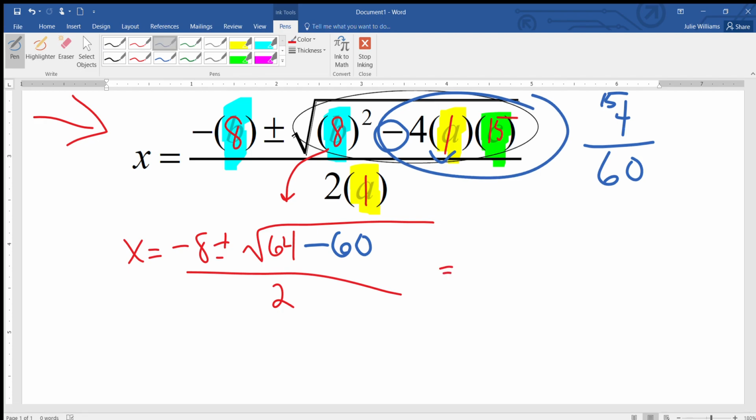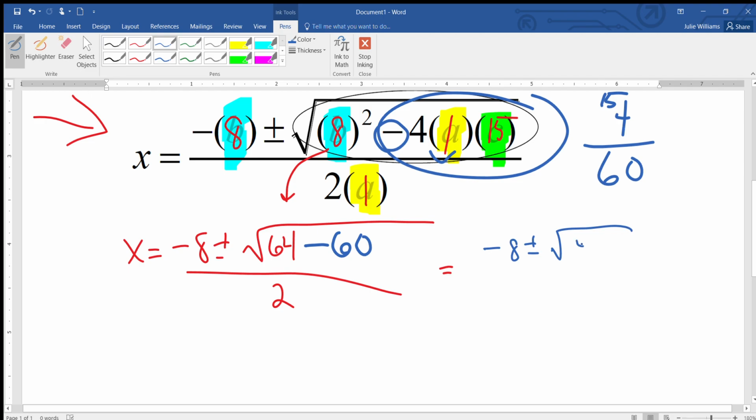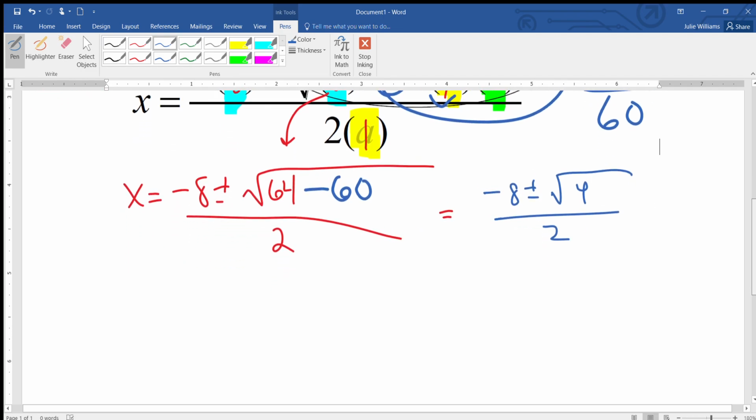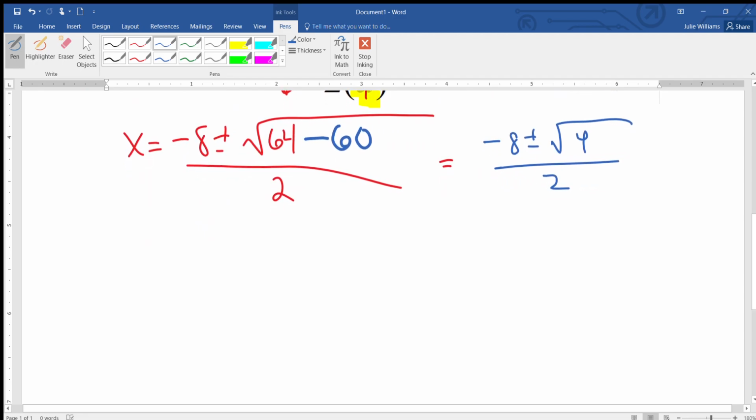I'll use a different color for this next step. So then that becomes negative 8 plus or minus the square root of 64 minus 60. We know that that would be 4, all over 2. Okay, and just go step by step. Don't try to do too many steps in one. Take it slow here at first when you're getting used to this.